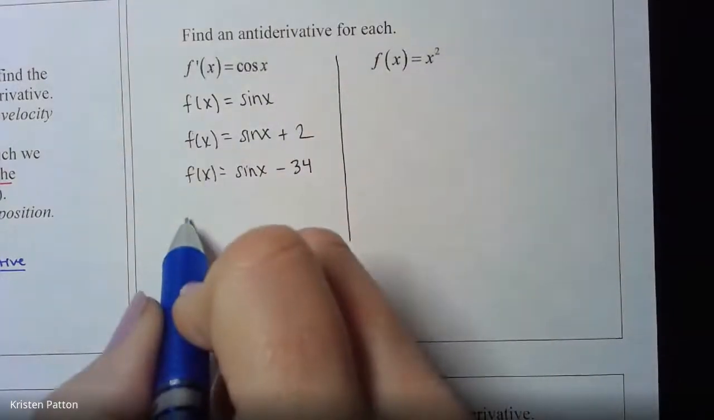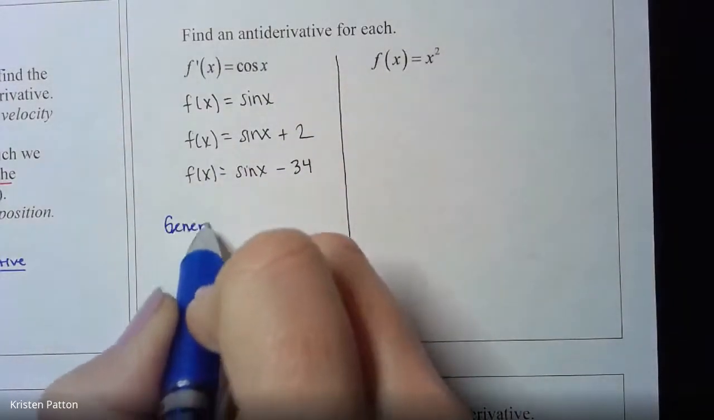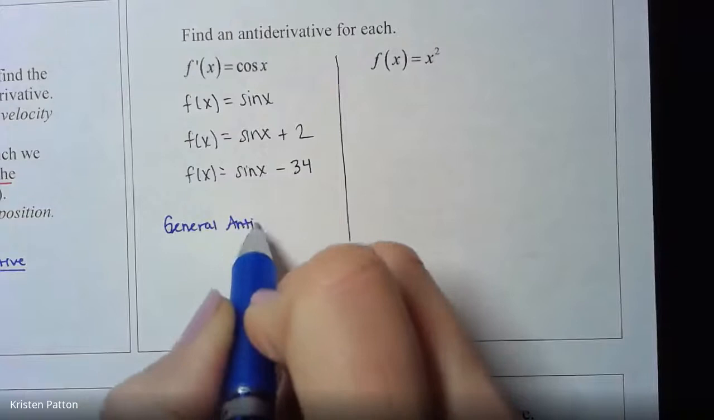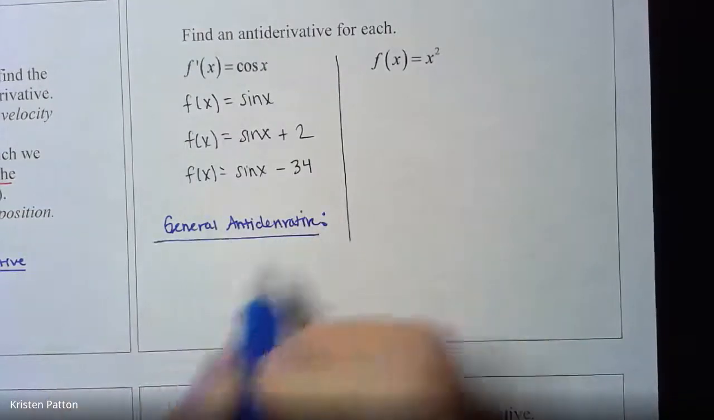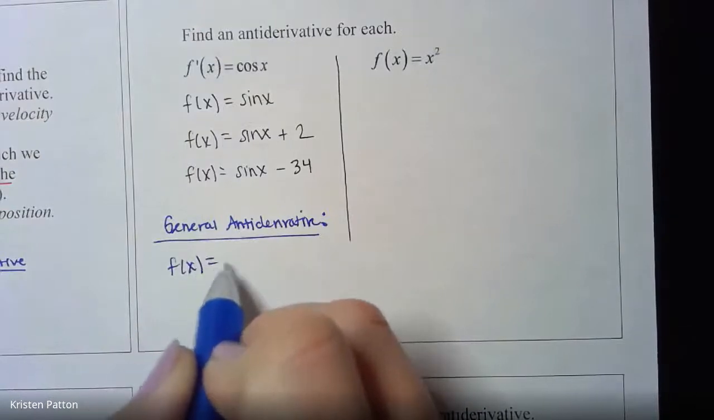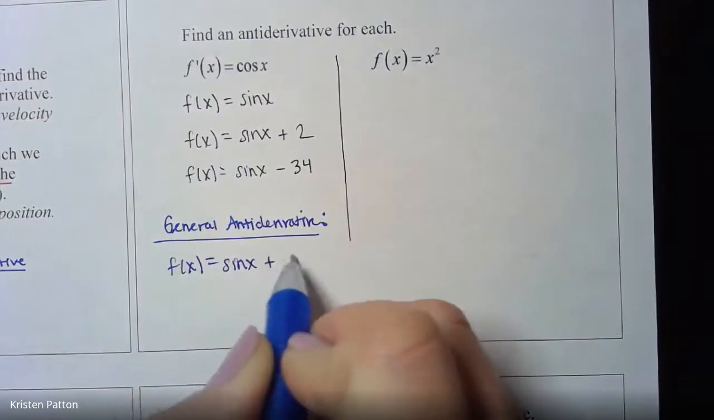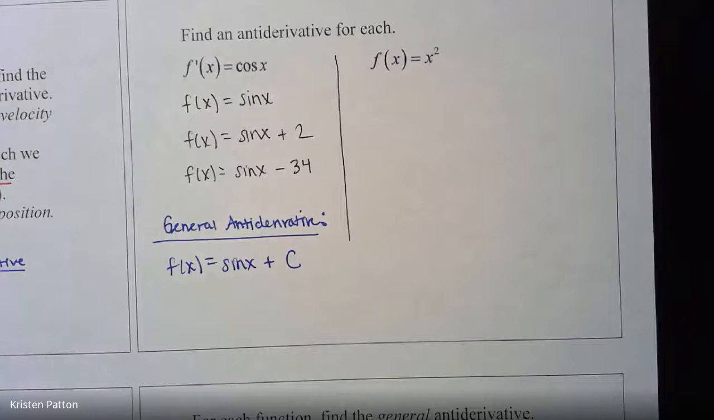So we could generalize this. In fact, I'm going to write general antiderivative is going to be f of x equals the sine of x plus any constant. And I used a capital C for a generic constant.